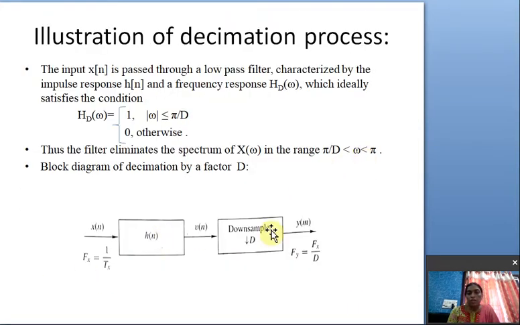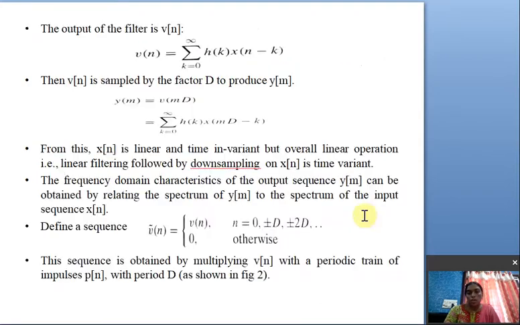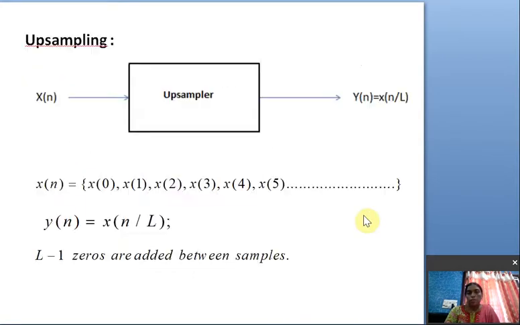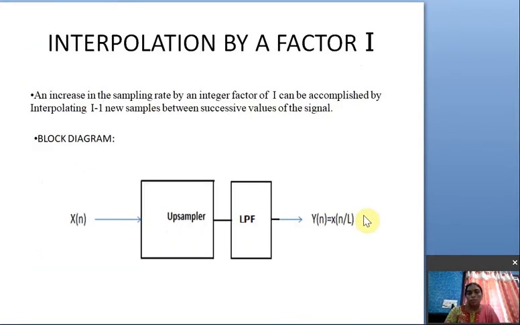Filter and downsampler. Okay, right. Here see the block diagram. Upsampler, filter. That means this is just a different process. First of all we use the filter and then the downsampler, but now we use the upsampling action first, and later the filtering action. So here remember this one.